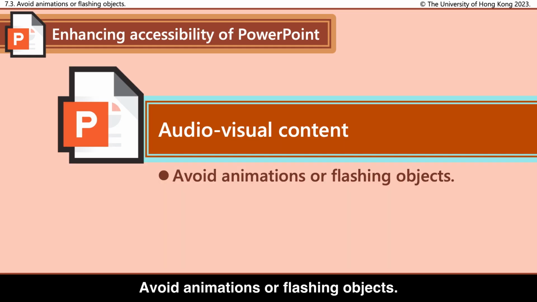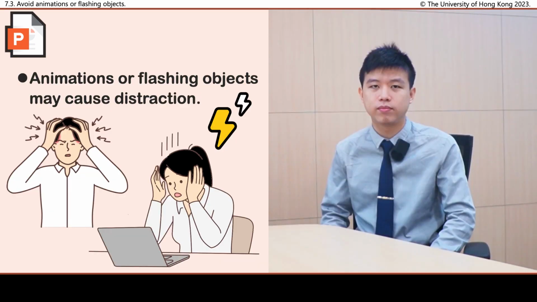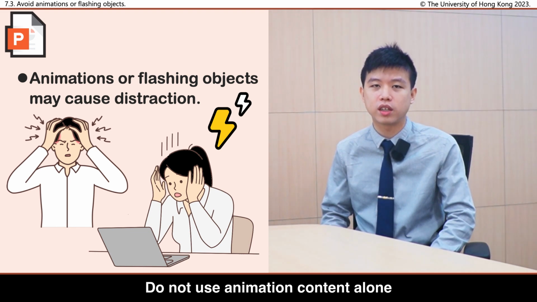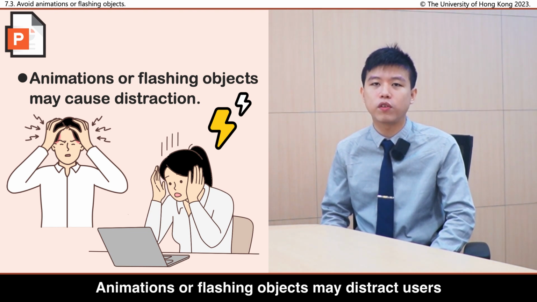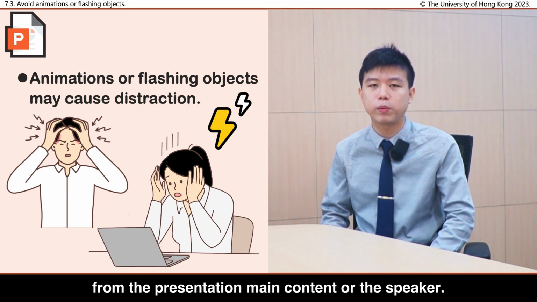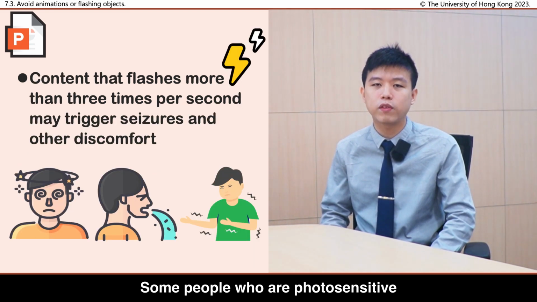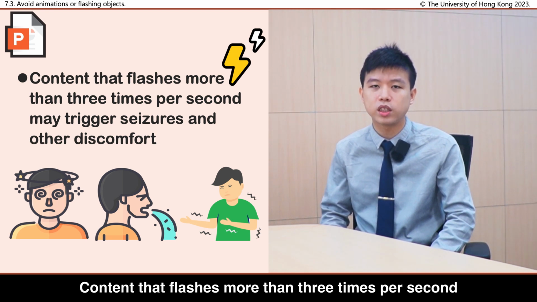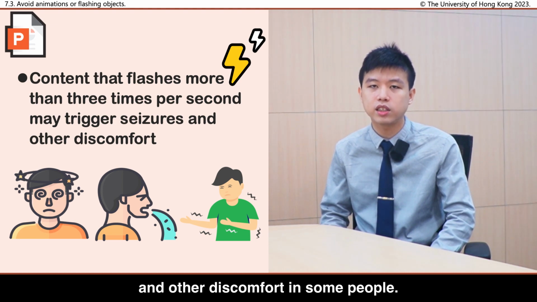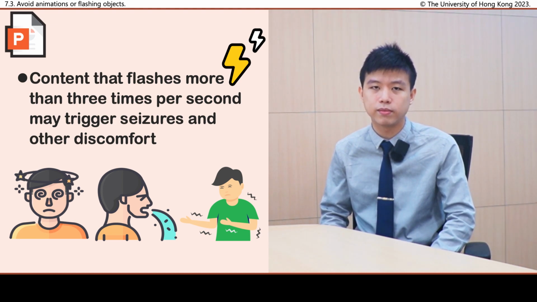Avoid animations or flashing objects. Do not use animation content alone to convey important information. Provide text description if needed. Animations or flashing objects may distract users from the presentation main content or the speaker. Some people who are photosensitive may feel uncomfortable with flashing content. Content that flashes more than 3 times per second may trigger seizures and other discomfort in some people.